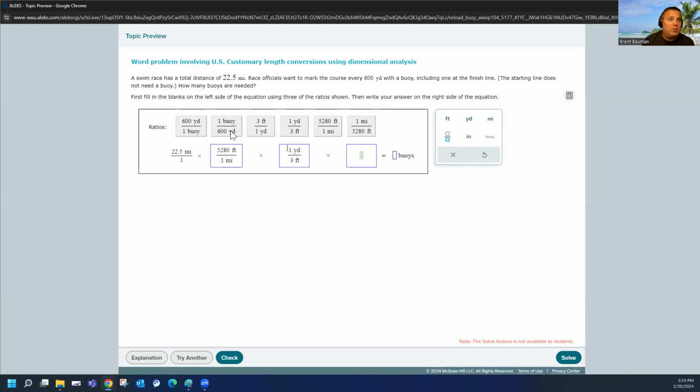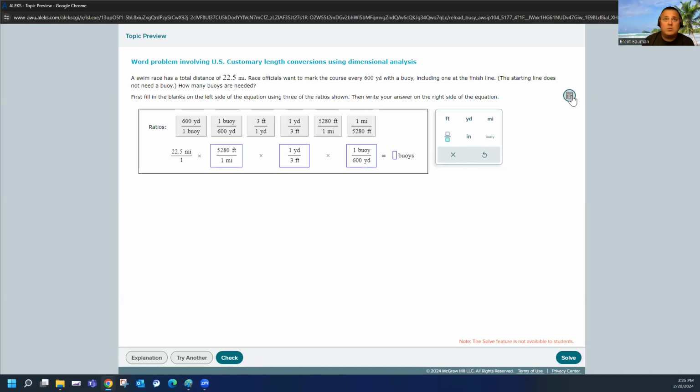Here's 1 buoy per 600 yards. Okay, so there's that yards on the bottom. That's what I'm looking for, and I'm getting to buoy, so that's a good one. We have another yards on the bottom, but that would take us back to feet. We don't want to go back to feet. We're at yards. We want to take that last step to buoys. So our miles will cancel. That's good. Our feet will cancel. That's good. Our yards will cancel. That's good. And we're left with just how many buoys we need.